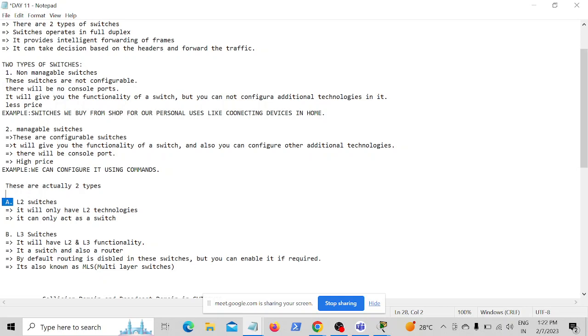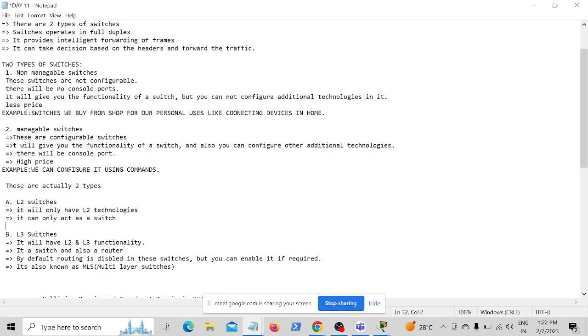So data link layer, for example, we studied the switch, right? In layer 2 switches, it will only have layer 2 technologies. Layer 2 technologies means it can only act as a switch. Layer 2 switches have only that functionality of acting as a switch. That's it. But now technology is advanced. We have layer 3 switches. They have layer 2 and layer 3 functionality. They act as both switch and router. That is nothing but layer 3 switches.